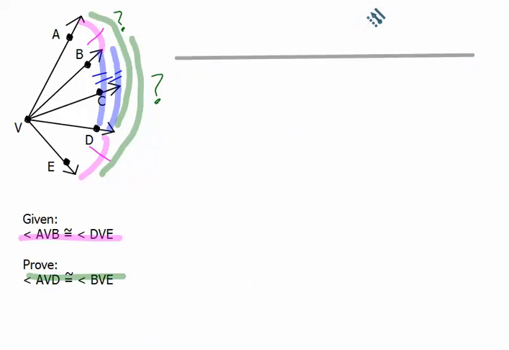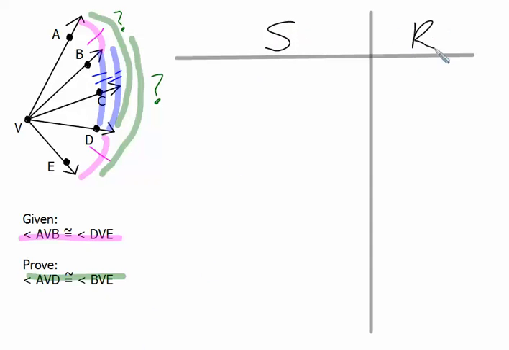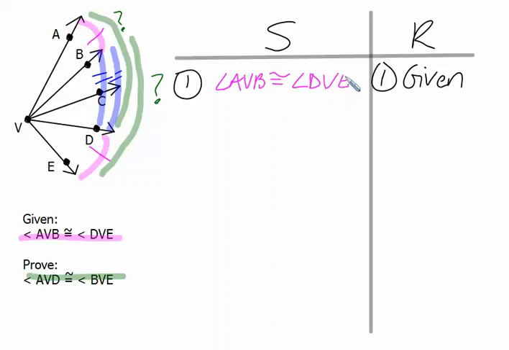Let's set up our proof, and let's try to work this one out. Again, please be mindful of some notation as we go. The first step of your proof should always be what's given. And in this case, we are given that angle AVB is congruent to angle DVE.